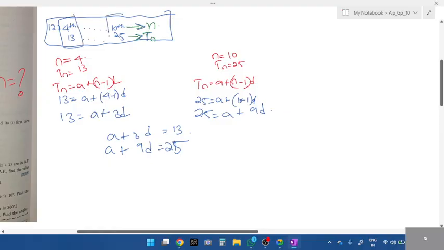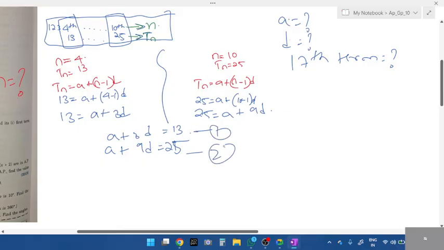14, 20, 25. Then how many equations are required? A we need to find, D we need to find, and which term? The 17th term, right? In order to find the 17th term, it is possible only if you find A and D. Do the same thing. I have written one beside the other; you write one below the other. You'll have the first equation and the second equation.